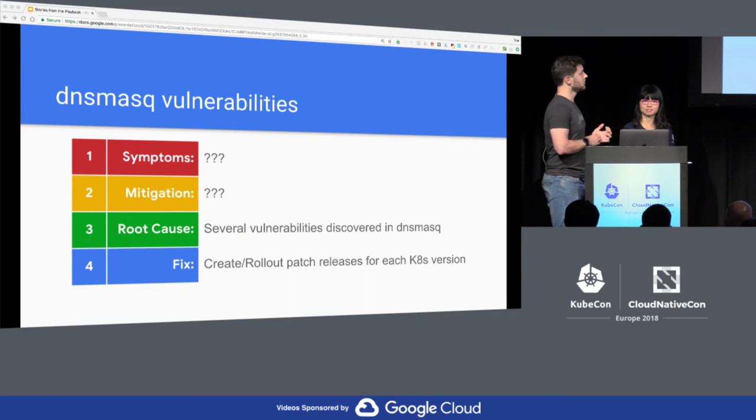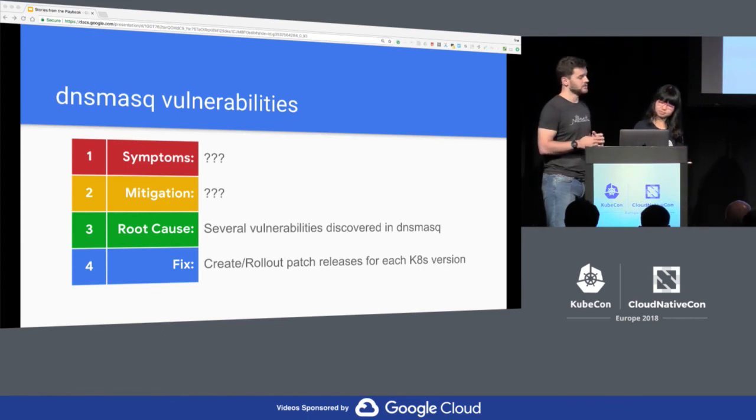So what did we do? We cut GKE-specific Kubernetes release versions with fixes included in them, and rolled those out just before these vulnerabilities were publicly disclosed. We had to do this internally because we couldn't leak the presence of these vulnerabilities before public disclosure, but after we were able to upstream the patches to the relevant repos.